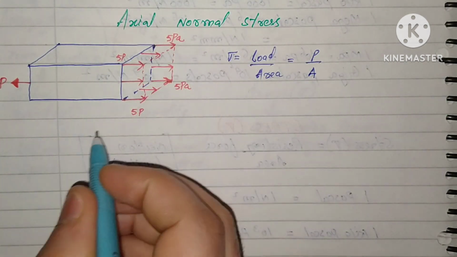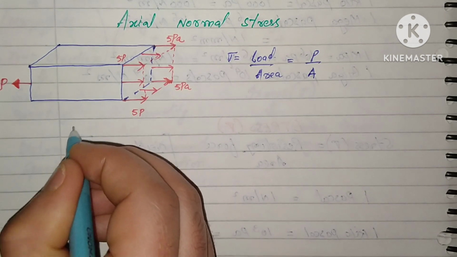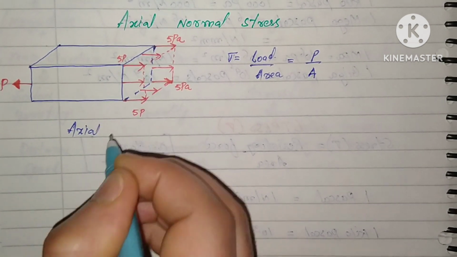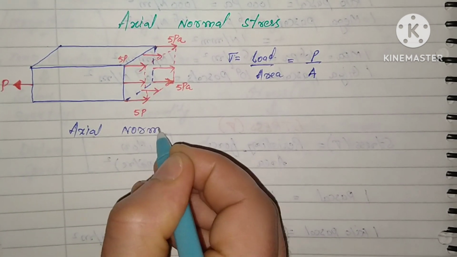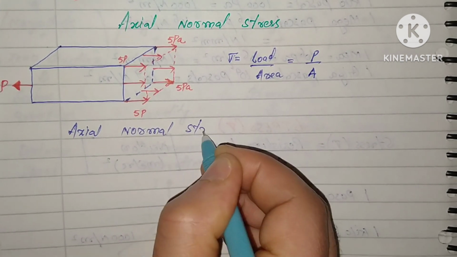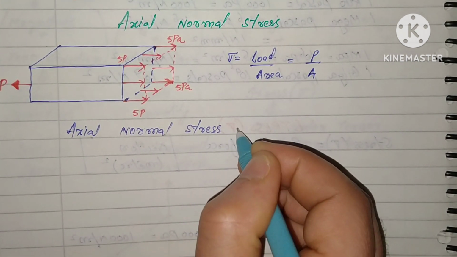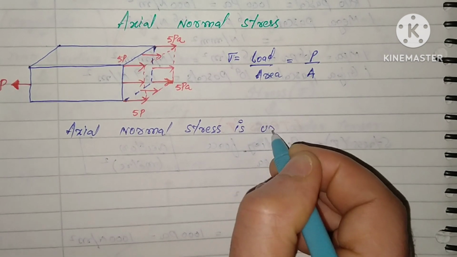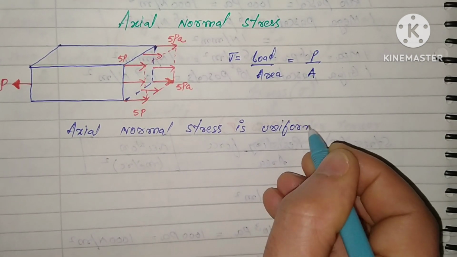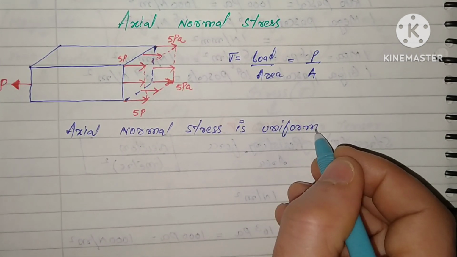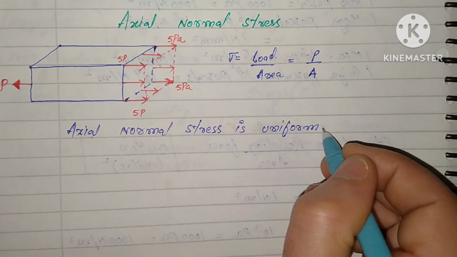Here I will mention that axial normal stress is uniform, or it is uniformly distributed.